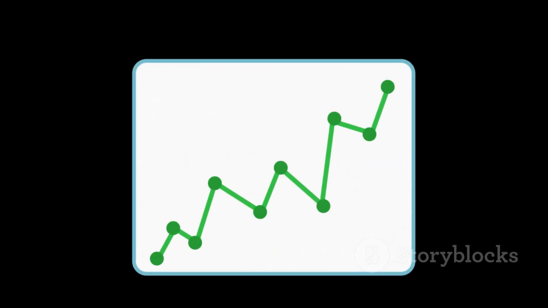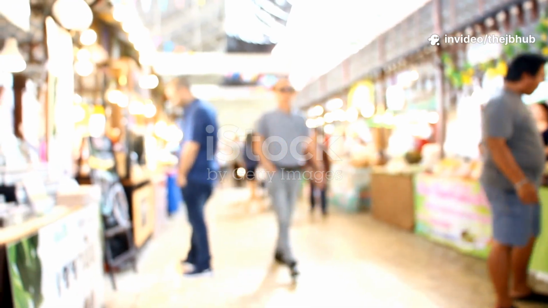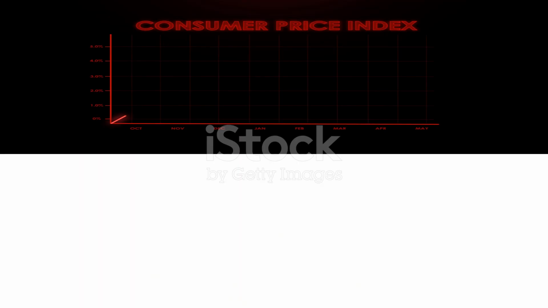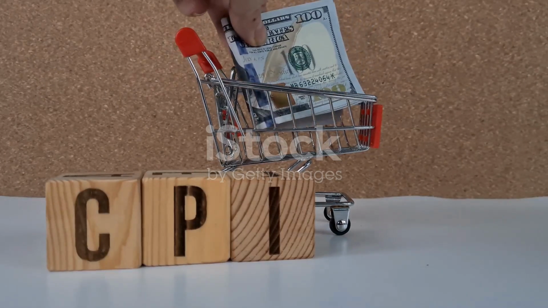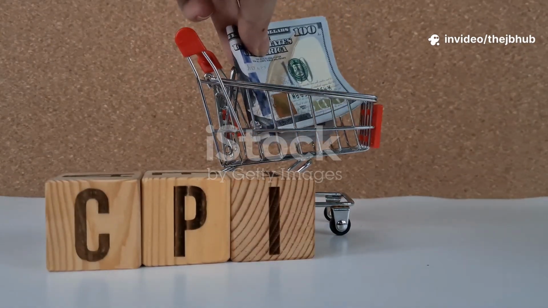Inflation. Inflation is characterized by a persistent and significant rise in the overall price level. It occurs when demand for goods and services outpaces supply, meaning there's too much money chasing too few goods. Consumer Price Index, CPI. The CPI is widely viewed as the most important inflation measure. It tracks the prices of a fixed basket of goods purchased by typical consumers. If these prices rise, the economy is experiencing inflation.